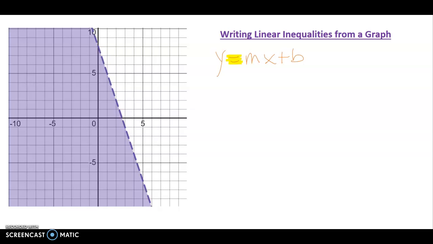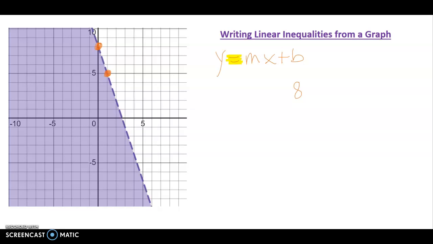So the first thing we're going to do is identify our slope. And to do that, we need 2 points. So we've got one here at our y-intercept. Oh, look, we've already got our y-intercept. We actually already have our b value, which is 8. So I'm going to go ahead and fill that in. And then I see another point right here.